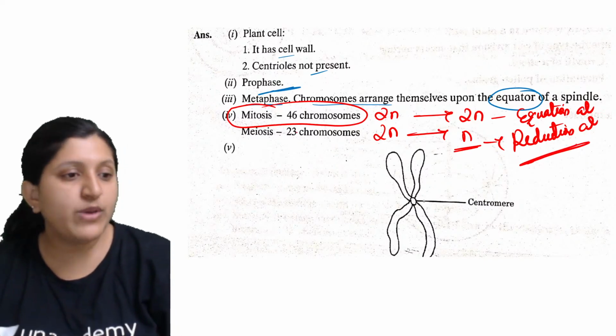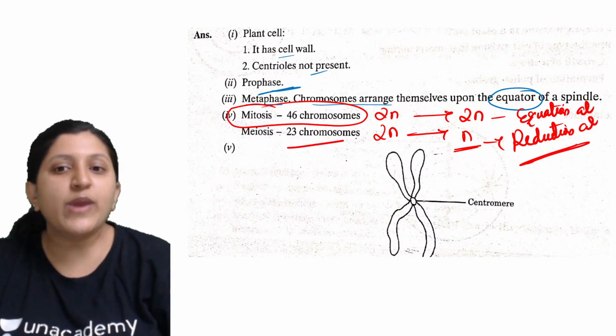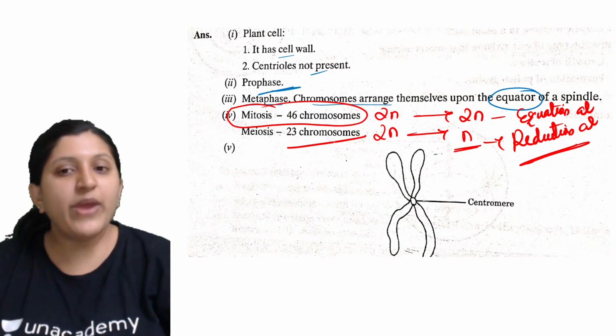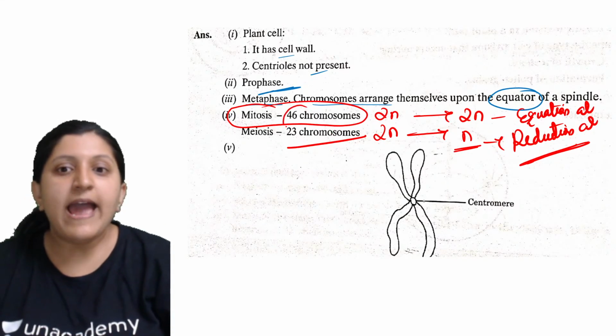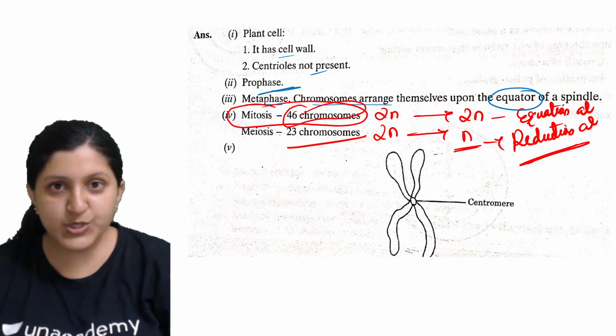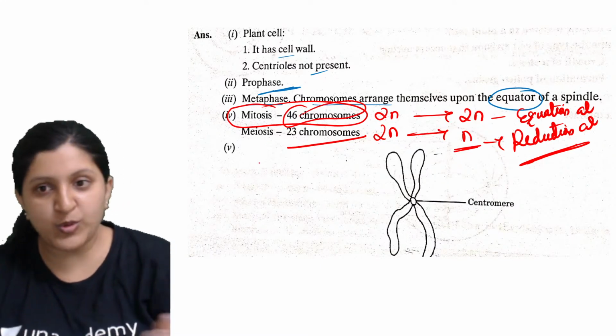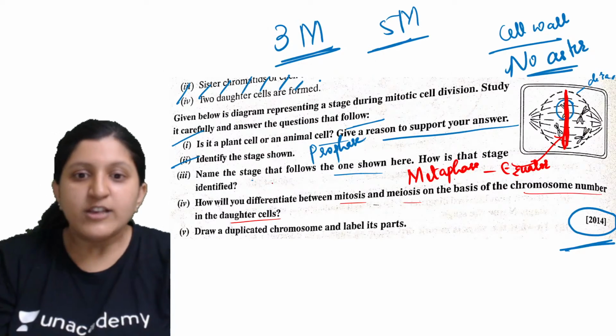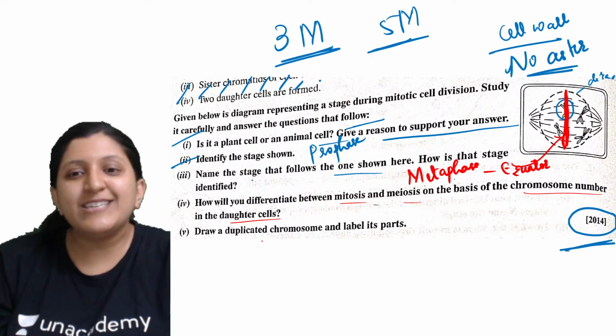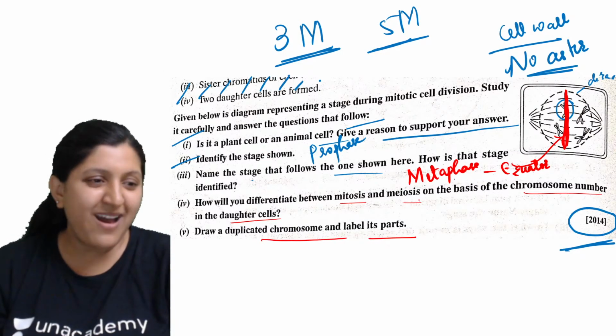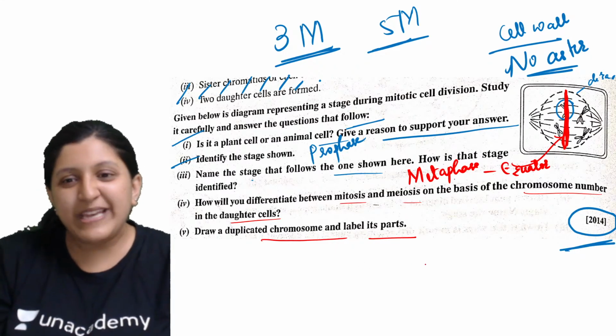So you can have a look at these. Here you can see only one set, so 23 chromosomes are there, and here you can see 46 chromosomes. That means two sets of chromosomes. Now draw a duplicated chromosome and label its parts. So what is that duplicated chromosome?